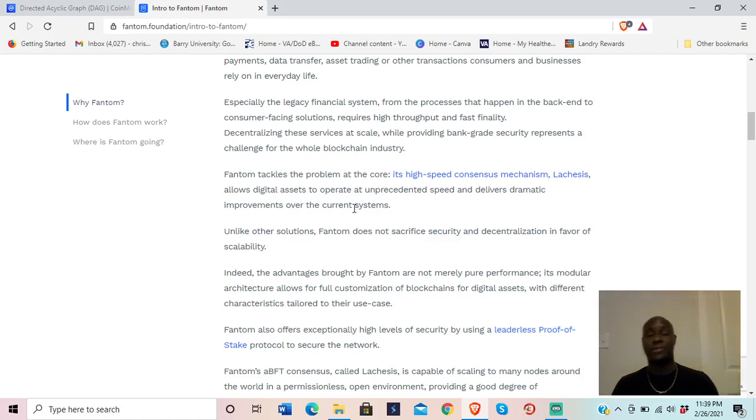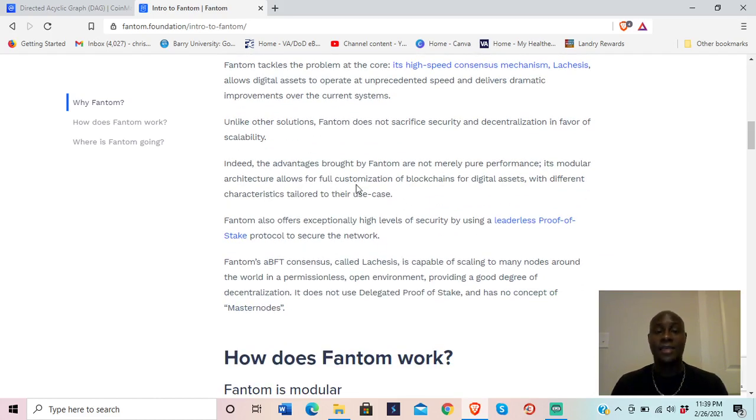We do have a speed problem. So again, like I said, we need projects like this. This is a solid project. Unlike the other solutions, Fantom does not sacrifice security and decentralization in favor of scalability. Indeed, the advantages brought by Fantom are not merely pure performance.